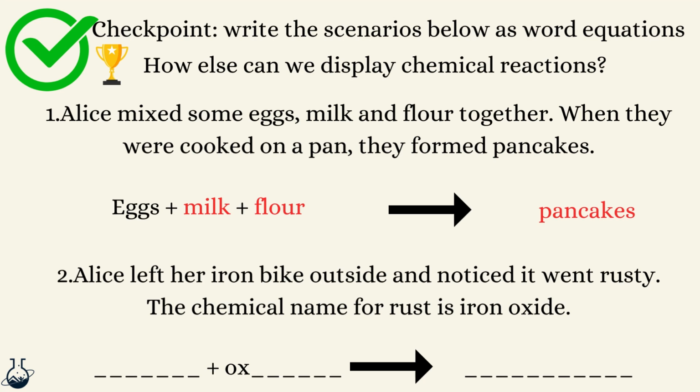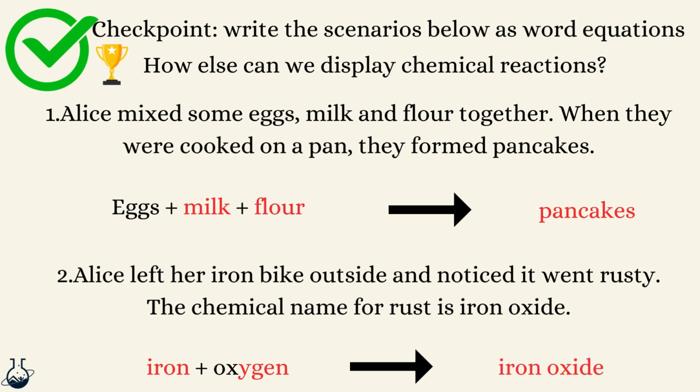In the next scenario, Alice left her iron bike outside and it went rusty. Iron is our first reactant. We've been given a clue. Being left to the air means it's reacted with oxygen. And this makes iron oxide.